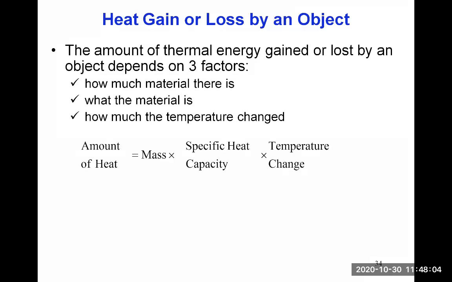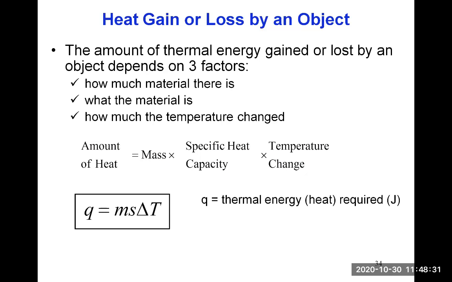So the amount of heat exchanged between an object and its surroundings will depend on the mass of the object, the specific heat capacity of the substance the object is made of, and the temperature change that the object was subjected to. And so there is a formula for that. It's Q, that represents the amount of heat, equals m s delta T.